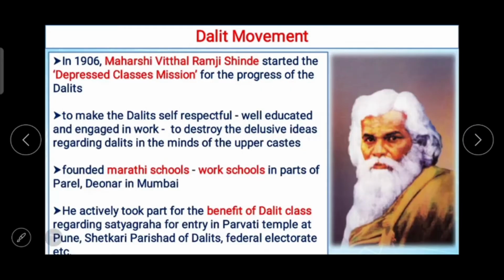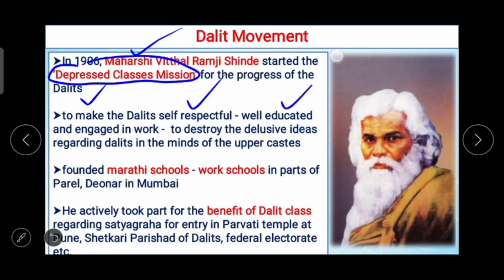Then in 1906, Maharshi Vitthal Ramji Shinde, a very important name again, started the Depressed Classes Mission for the progress of the Dalits. The important part of their work was to make Dalits self-respectful, well educated and engaged in work.